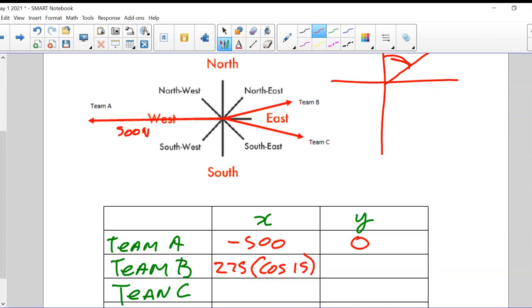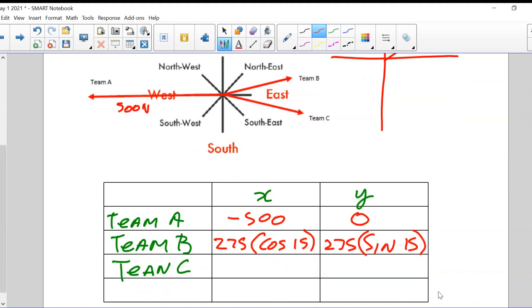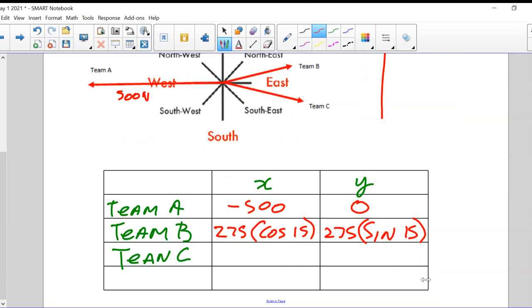So let's keep going. If that is obvious to you, then the next part should be obvious as well. This is going to be 275, not cosine anymore, but the sine of 15 for the y component of that. Now here comes a more challenging one. Team C, and I don't know why I spelled team with an N.